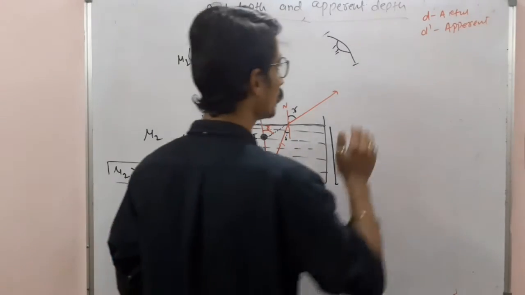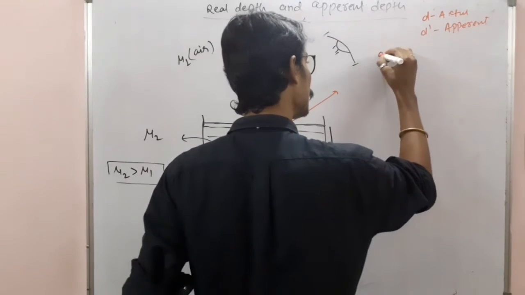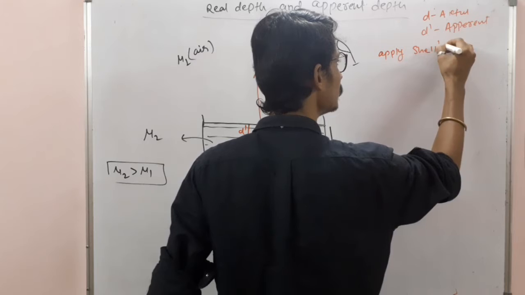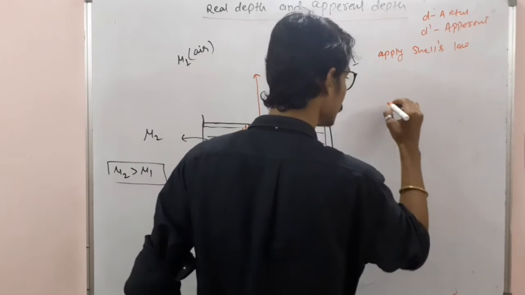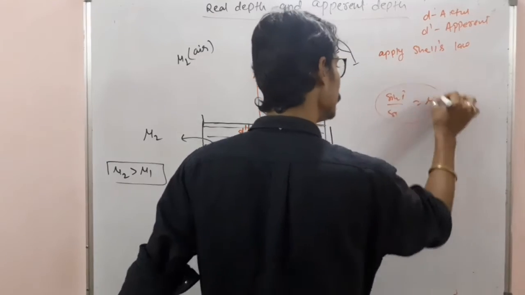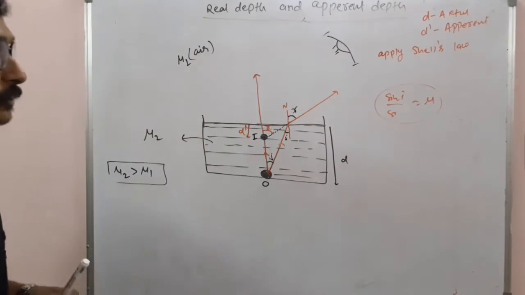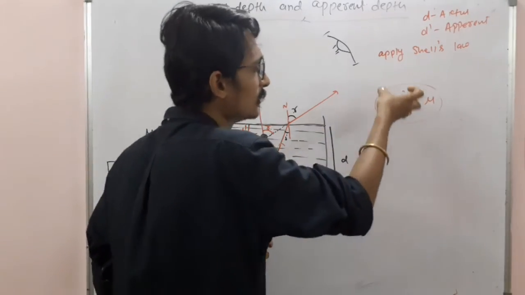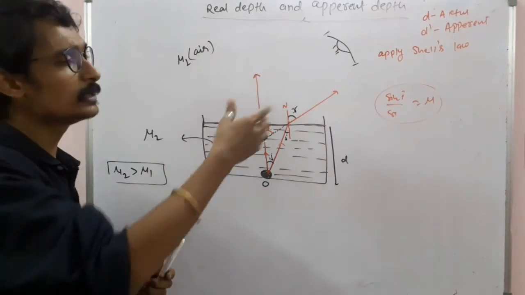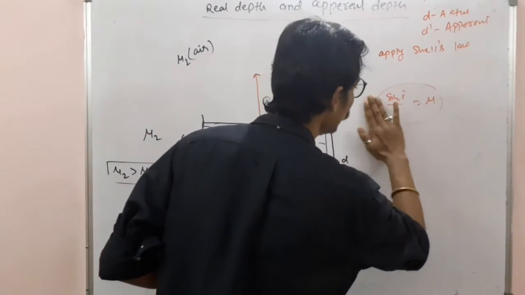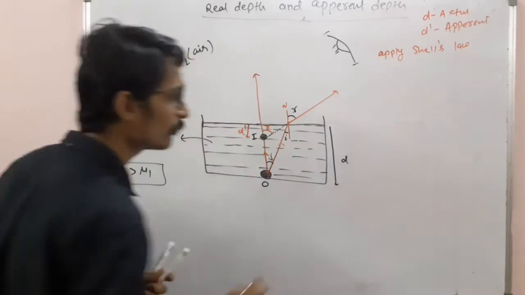Now apply Snell's law. First tell me, what is Snell's law? Everyone says sin i by sin r is equal to mu. Yes, this is true, very true. But if we use Snell's law in this format, there is a probability of making a mistake. So I will not use this format. In what format will I use it?